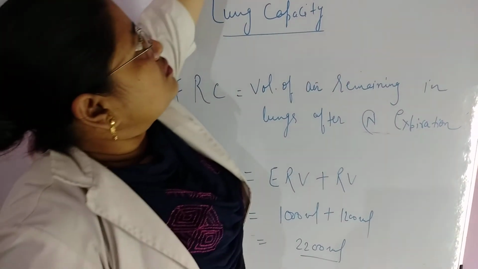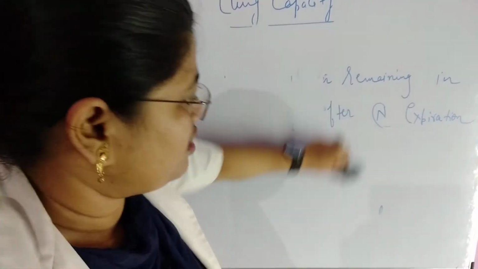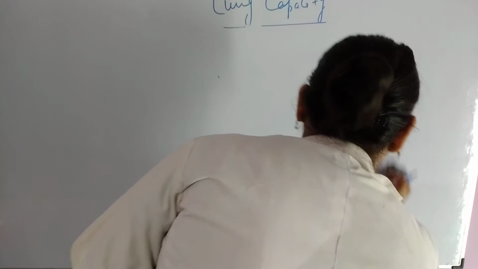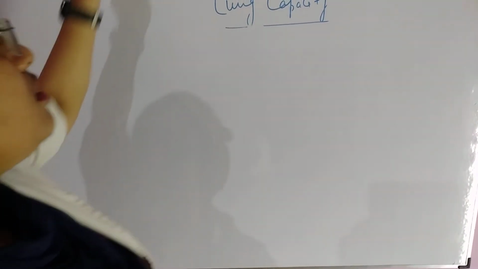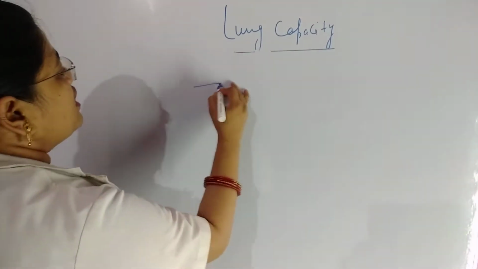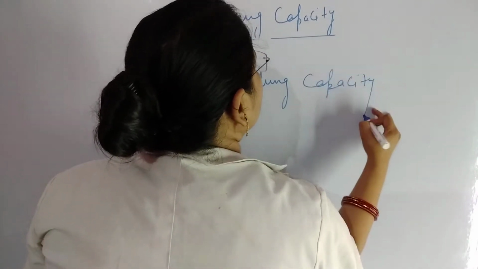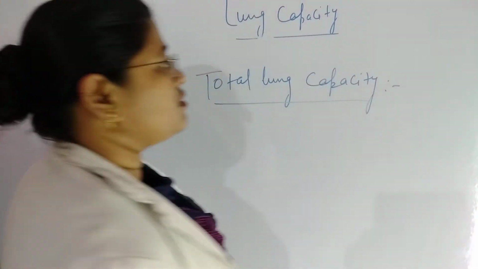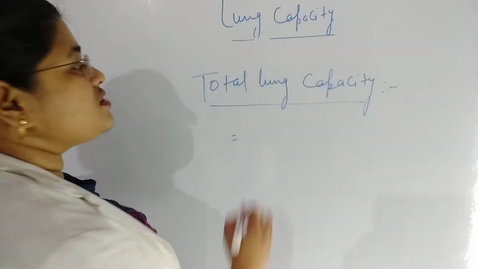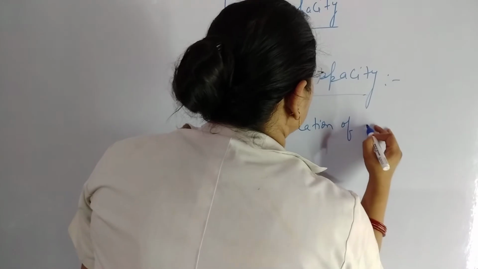Now next is total lung capacity. Since lungs cannot be emptied, you can compare it to a bubble in water, that's why there is the concept of residual volume and functional residual capacity. Now total lung capacity is also very important to determine the functional status of lungs. This is the combination of all lung volumes.